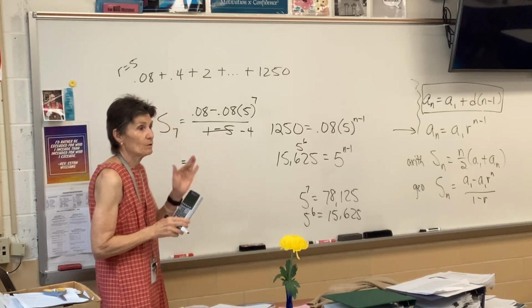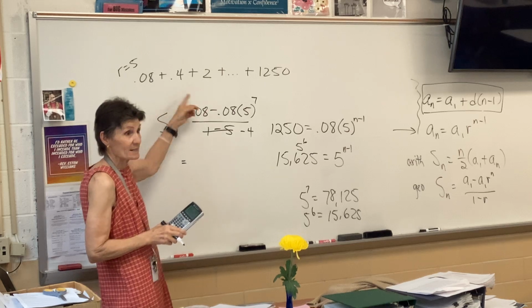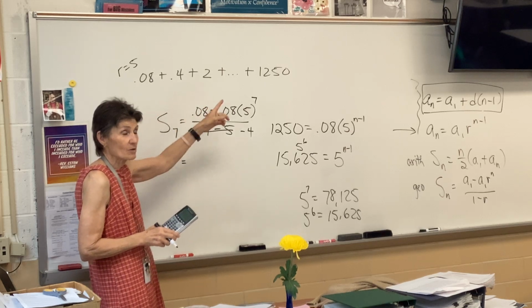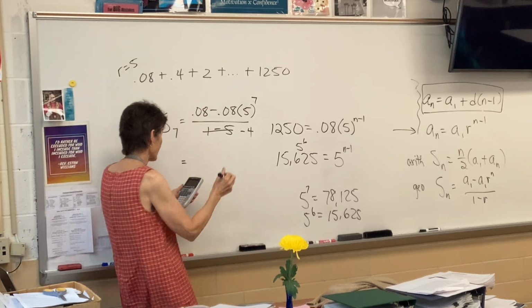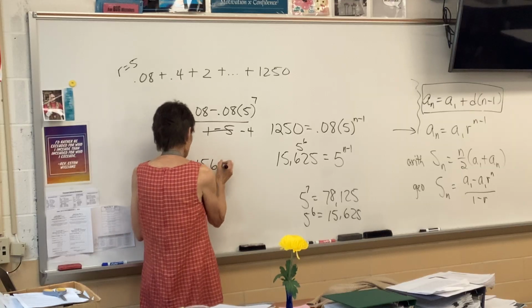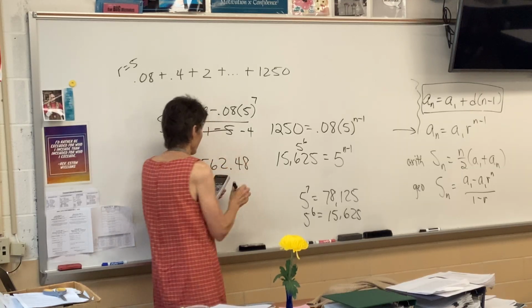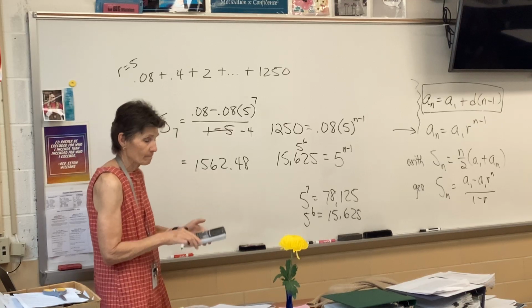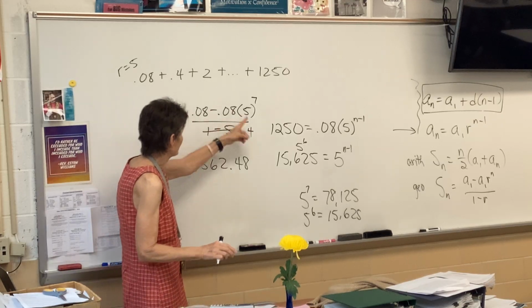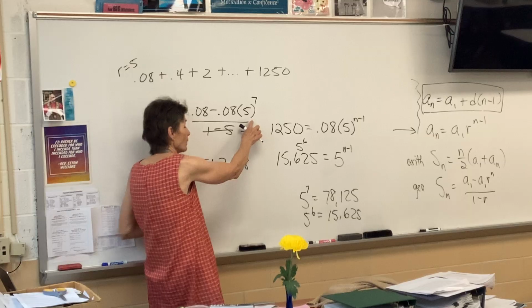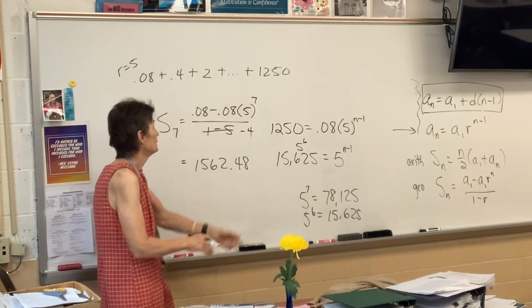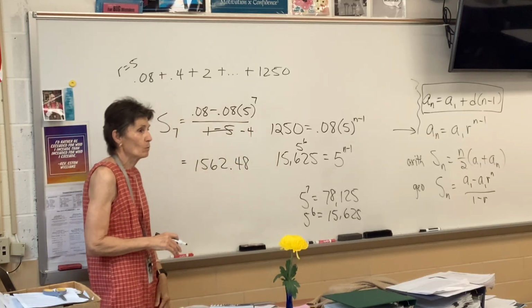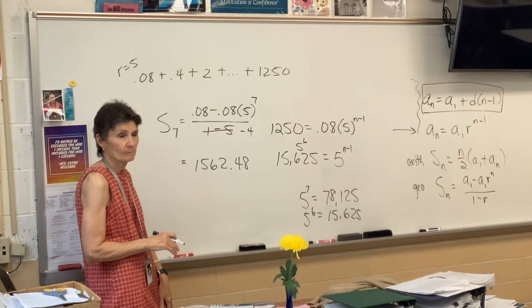Don't be alarmed if you get a decimal. Remember, this problem has decimals in it, so it's okay if you get a decimal. And I got a decimal. I got 1562.48. What about you? If you didn't, try it again. This is what you're plugging in. Type in the numerator, then divided by -4. If you're stuck, you have time.